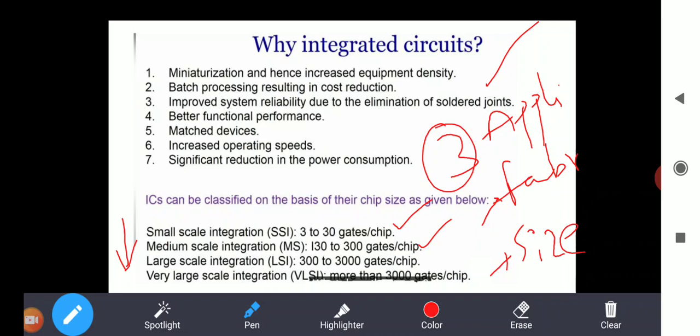In the LSI, large scale integrated circuits, 300 to 3000 gates per chip. Next, the last one is very large scale integration, VLSI, here more than 3000 gates per chip. The next technology is also there, that is ultra large scale integration, ULSI.